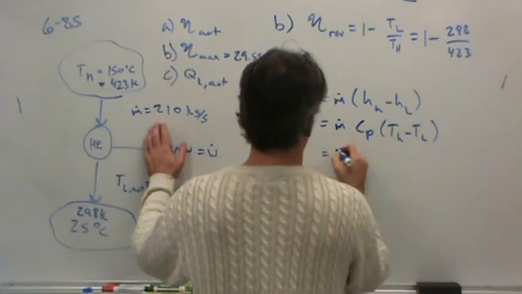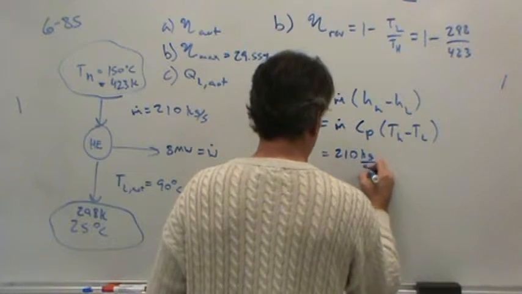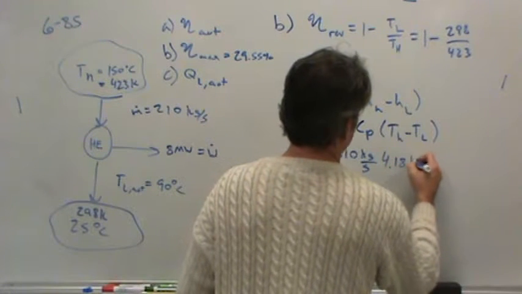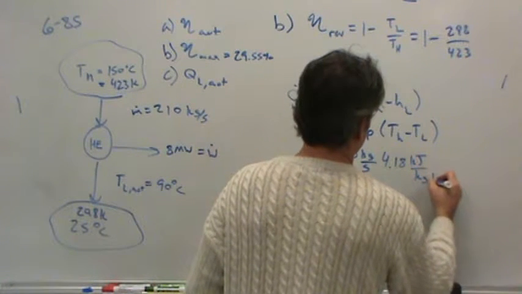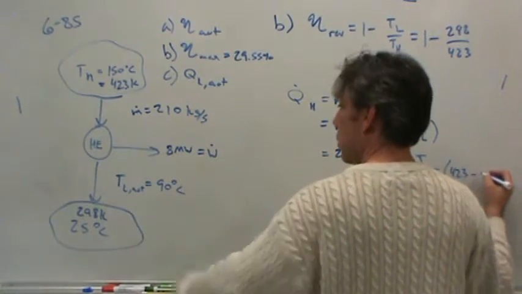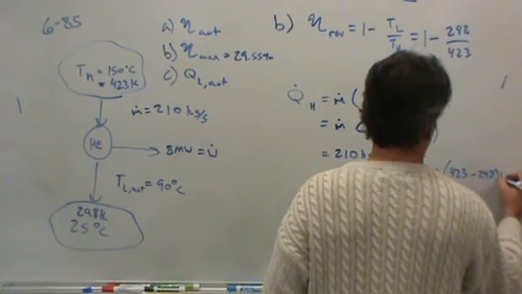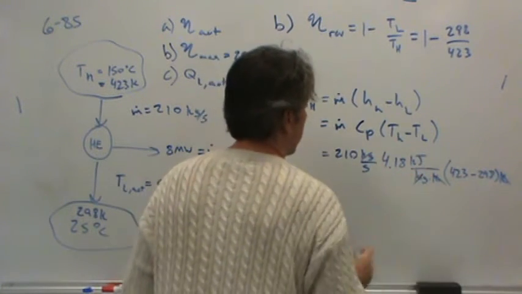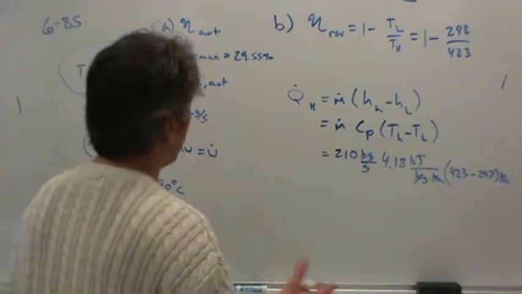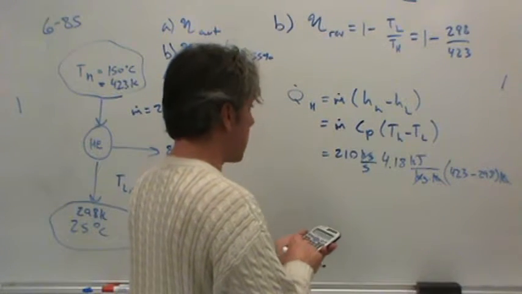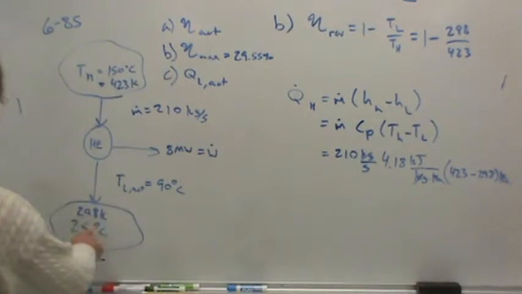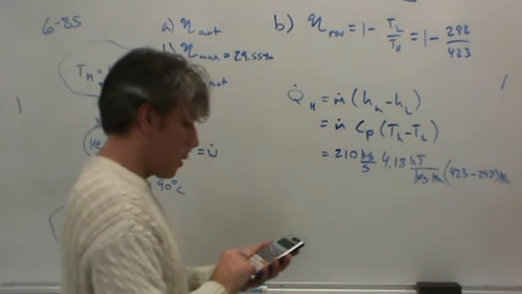Anyway, so the mass flow rate is 210 kilograms per second. The heat capacity of the water at constant pressure is about 4.18 kilojoules per kilogram per Kelvin. High temperature, 423. Low temperature, 298. Could have used Celsius there, it doesn't really matter. So here's the actual power flow rate in kilowatts that's coming out of the water. So let's see what number we've got here. 210 times 4.18 times, the difference between these two is just 125. So times 125.